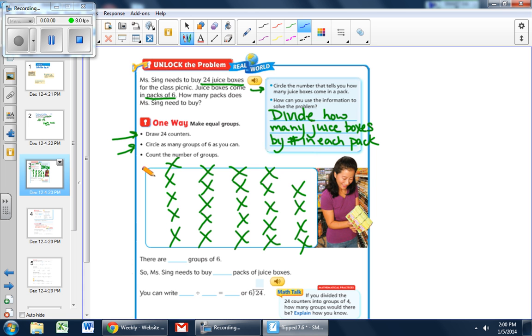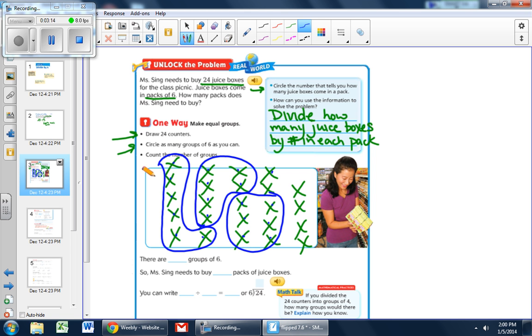And then you're going to make groups of 6. We have 1, 2, 3, 4, 5, 6. Again, 1, 2, 3, 4, 5, 6, and again, and again. Lucky us, it came out equal.